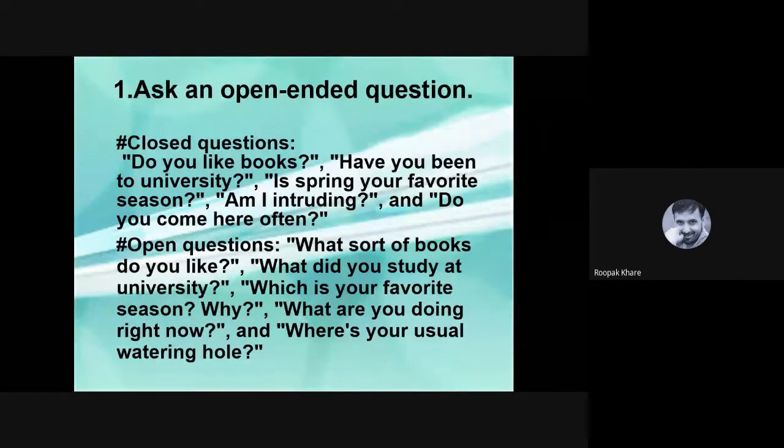So if you want to improve your interpersonal skills, if you want to have a nice conversation with somebody, you should always ask open-ended questions. So rather than asking, do you like books? You should say, what sort of books do you like? Rather than, have you been to university? What did you study at university?